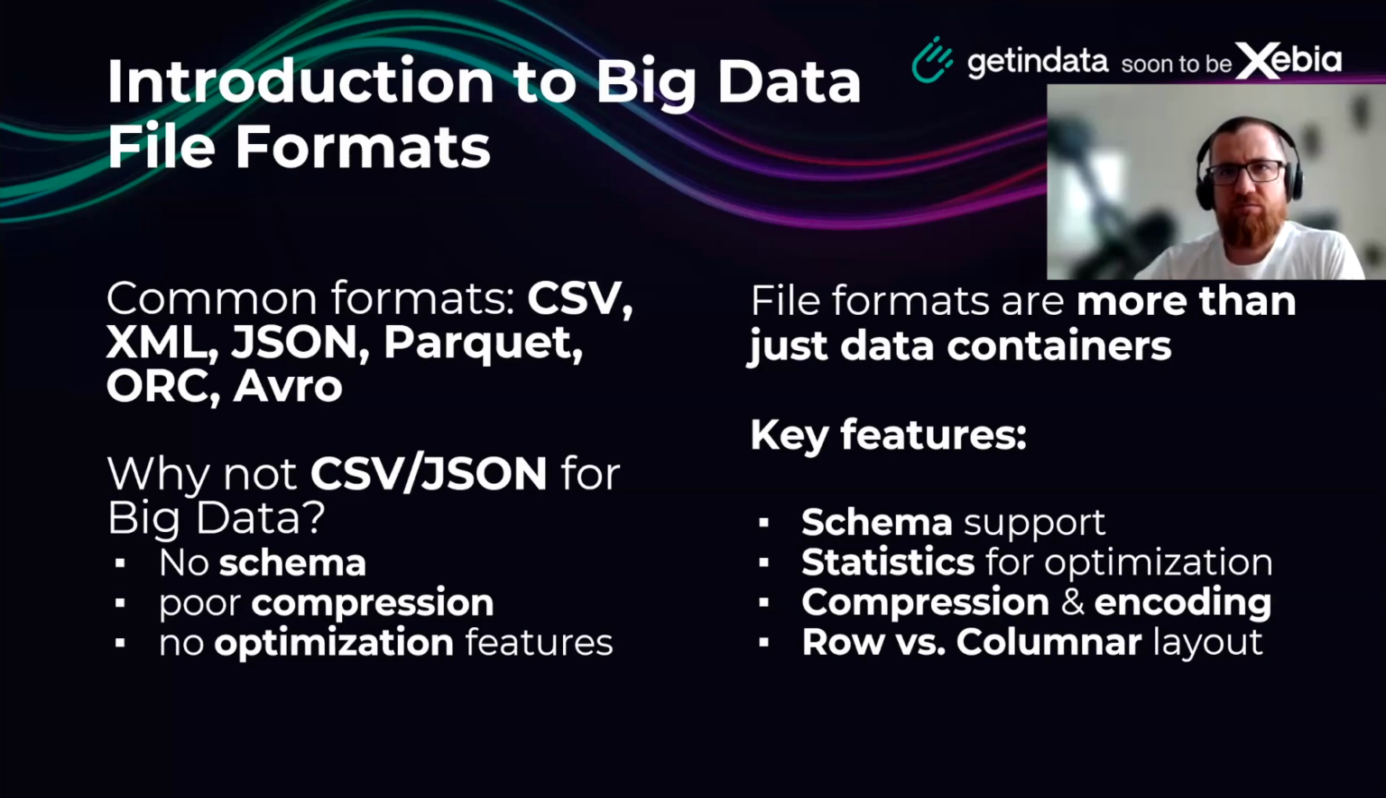In big data workloads, we want a little bit more. For example, we would like to have a schema and metadata in our files so that we don't need to guess or define them externally. We want to have good compression capabilities, and those formats should be prepared for that. And we would like to have formats that are ready for some optimization techniques and features that we're going to present later in this webinar.